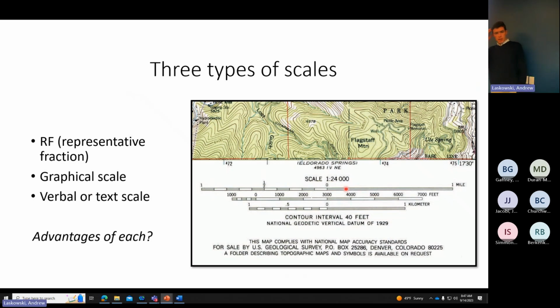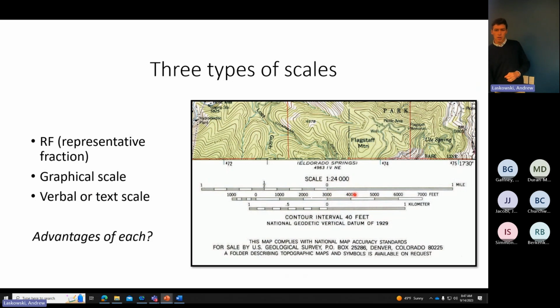So let's think about some advantages. The nice thing about an RF scale is that you can measure with any units on the map. Let's say you had a metric system ruler, and you wanted to be really detailed and use millimeters. You could measure with millimeters on the map, and if I had 10 millimeters on the map, that would be equal to 24,000 times 10, so just add 2 zeros on there, millimeters on the ground. So it's really easy to use unit conversions to calculate distances on the map precisely.